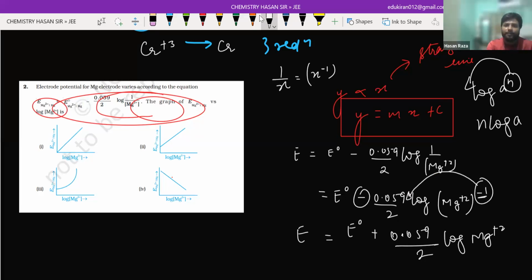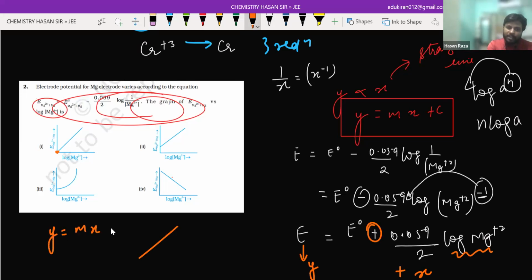Now you can see this is your y-axis and this is your x-axis, which has a positive sign, that ensures you that the graph will be upward. Now, does it originate from the origin or above the origin? You know that y is equal to mx plus c. If c is positive, then it is above the origin. And if c is 0, like y is equal to mx, then it will start from the origin. And if it is y is equal to mx minus c, then it is below the origin. Got it? So the answer is 2.